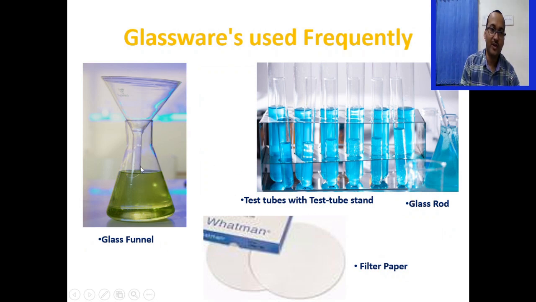So just above this conical flask, you see this is called a glass funnel, and this is filter paper, Whatman filter paper. So you use this funnel and filter paper while filtering different things. These are called test tubes and they are stored in a test tube stand, and inside this there is a rod that is known as a glass rod. This is used for stirring or mixing different things.